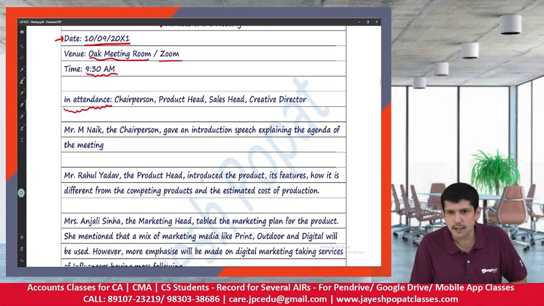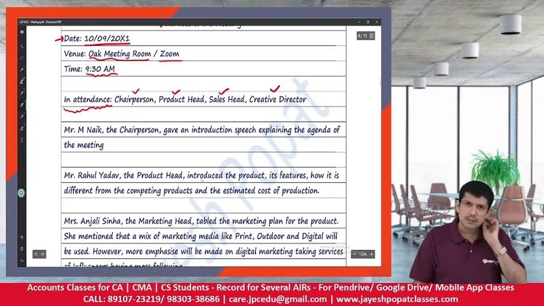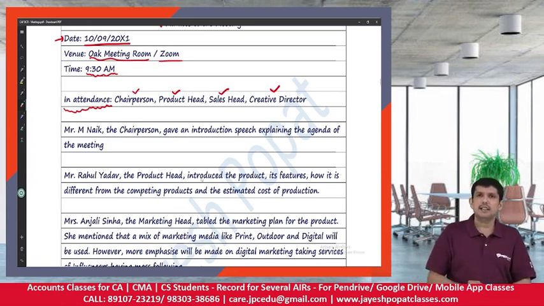So we have the chairperson who was there. We have the product head who was there. We have the sales head. And we have the creative director. It was, let's say, given in the question itself. So most of the questions will provide this information.